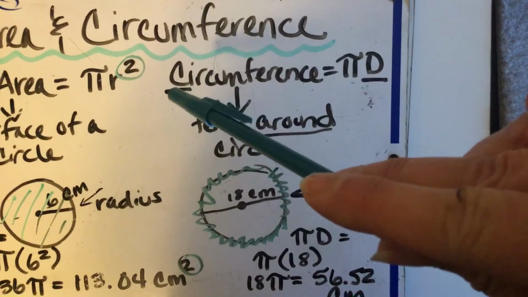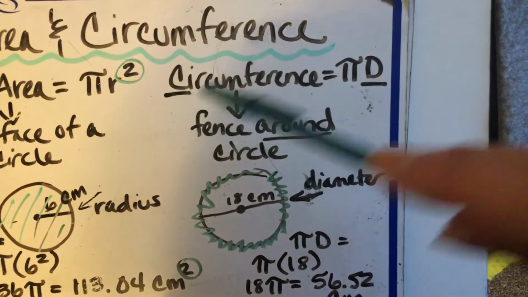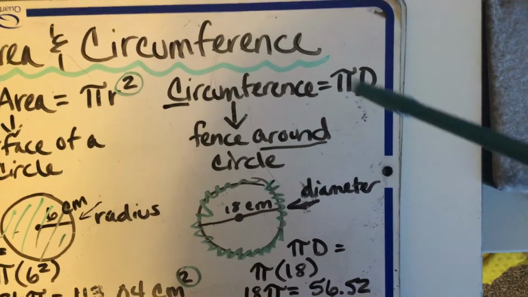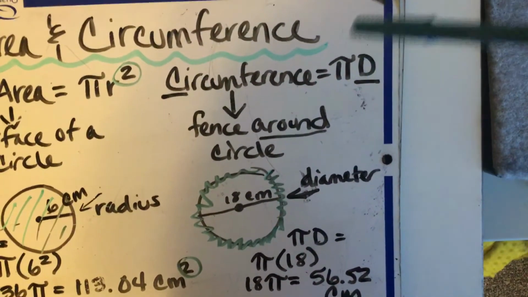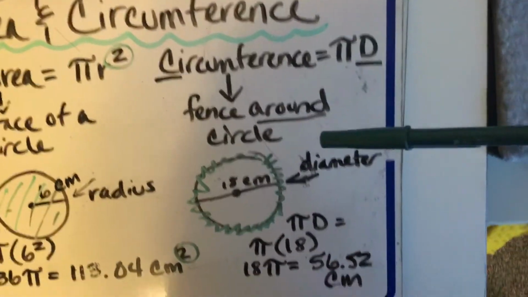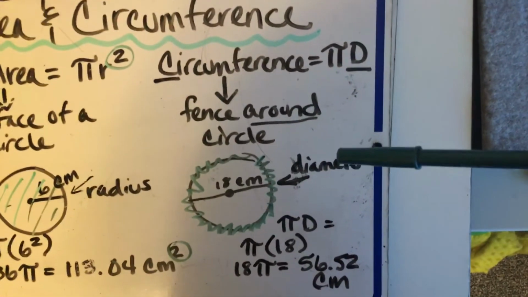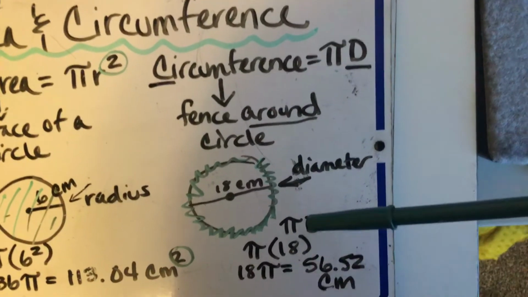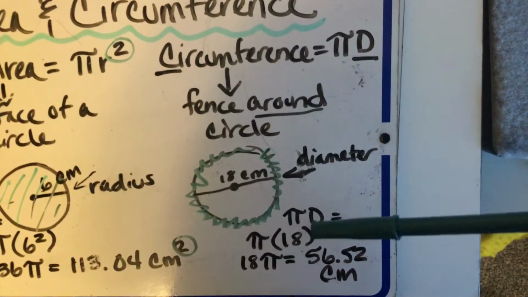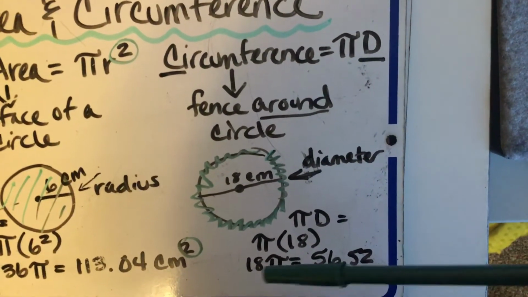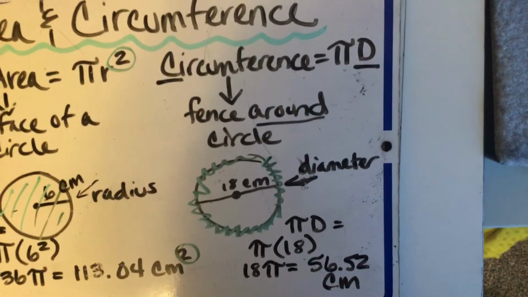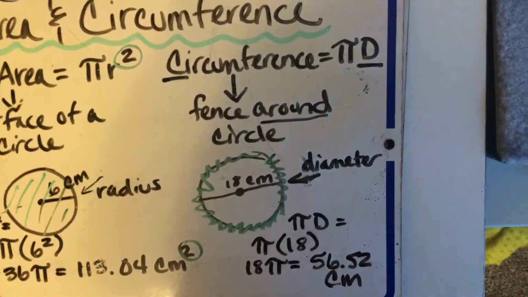I also taught you that CD was an easy way to remember. D comes after C in the alphabet. So you can remember this formula goes with circumference, with the D goes with the C. So again, if they ask me to find the circumference, I do diameter times pi, which is what I did down here. Pi times 18, the best way to do it is you put the number in front and then multiply it out. Notice my units, centimeters, were not squared because I'm talking about circumference.